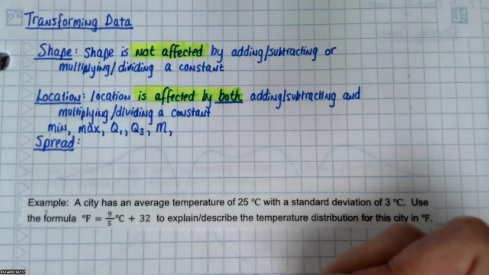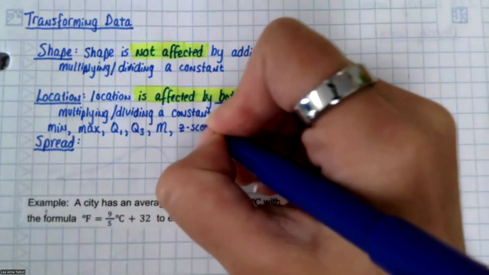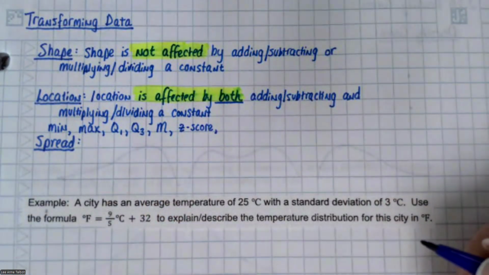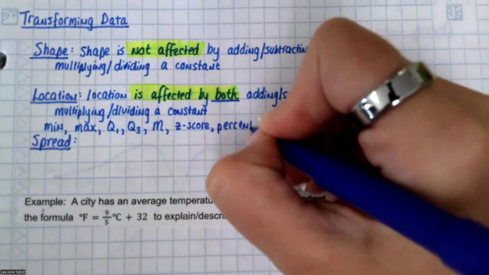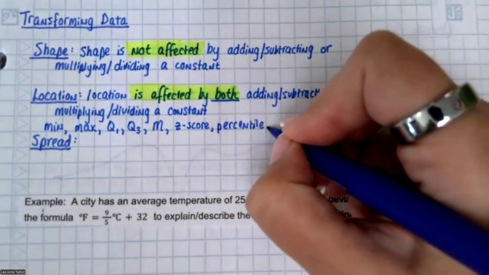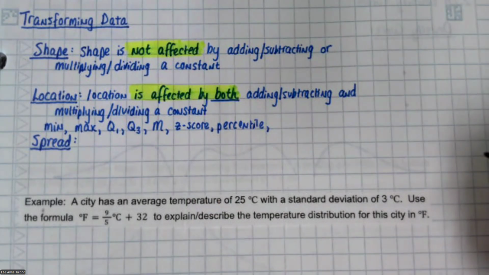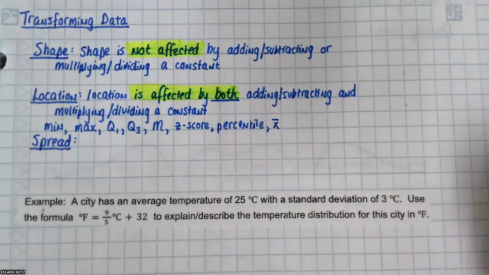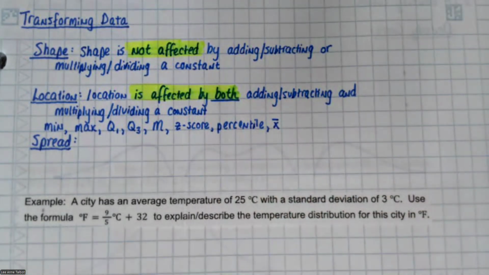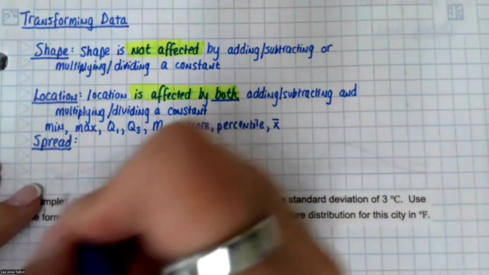Missing 3. 2 of them we learned yesterday. Z-score. Yes. Percentile. You guys are so smart. You're missing the most obvious one that you learned in 6th grade. Mean. Okay, last one.